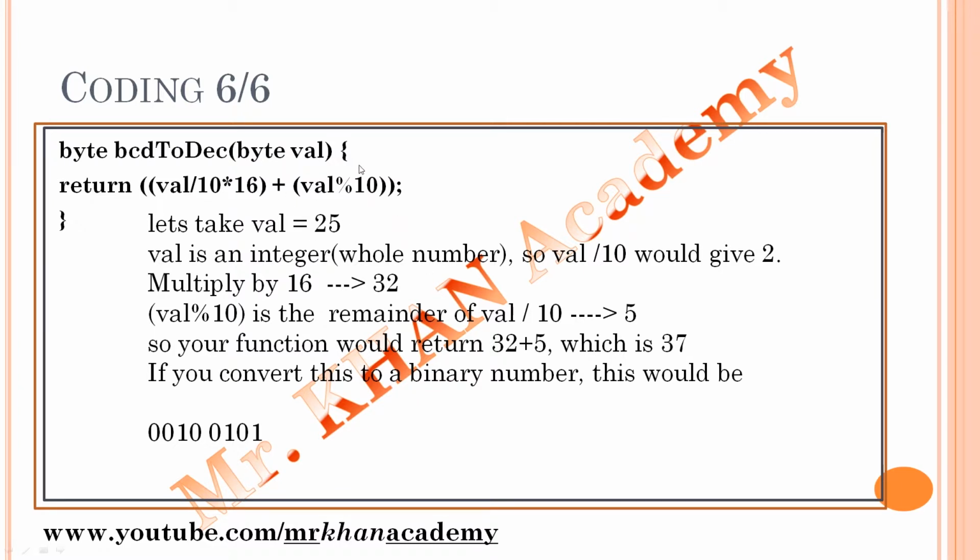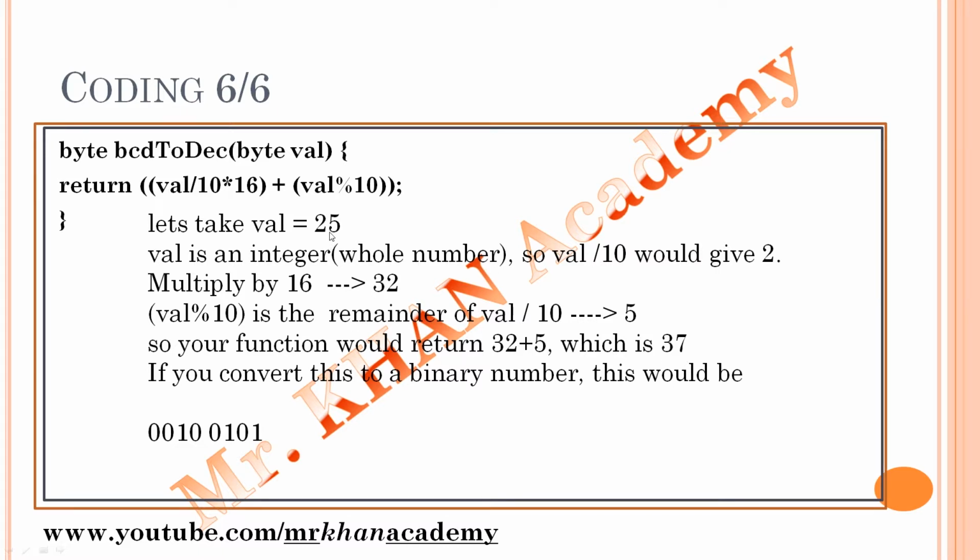Suppose I want to print the date 25. But we already know that Arduino and the computer deal with binary values. Then for that 25, if I want to convert binary coded decimal to decimal, what I will do is 25 divided by 10. As it is an integer, I will get 2, not 2.5. Multiply by 16, it will be 32. This bracket is 32. After this bracket, the value is 25 percentage 10, that is the remainder, and I will get 5. Now here is 5, here is 32. If I add 32 plus 5, I get 37.